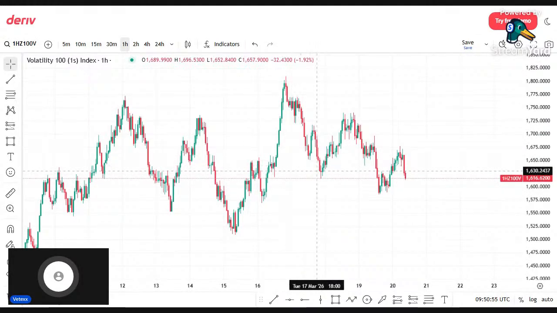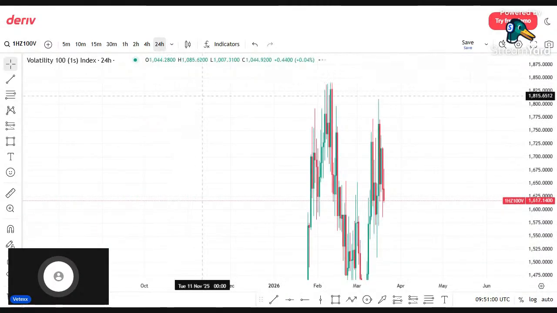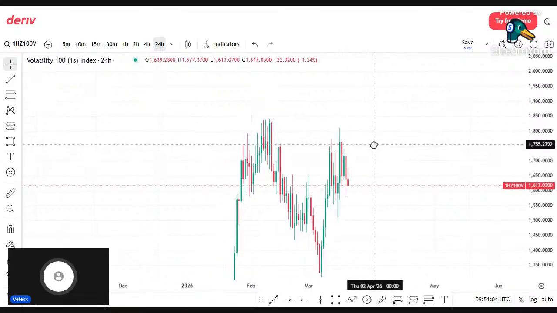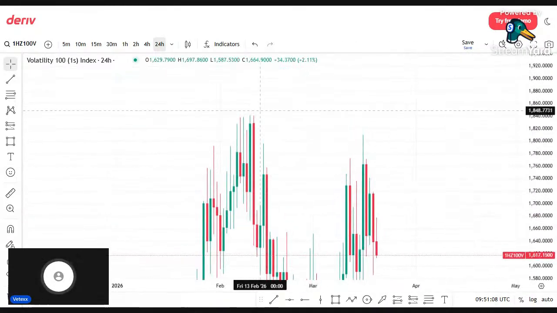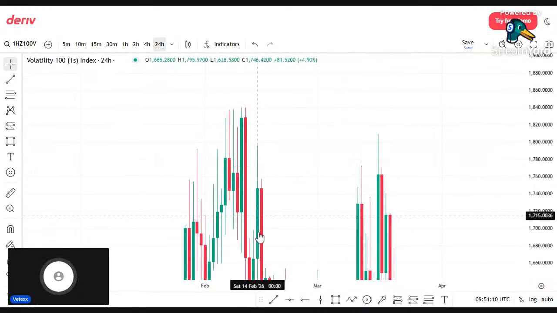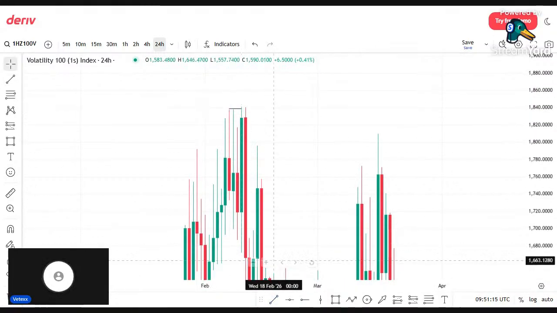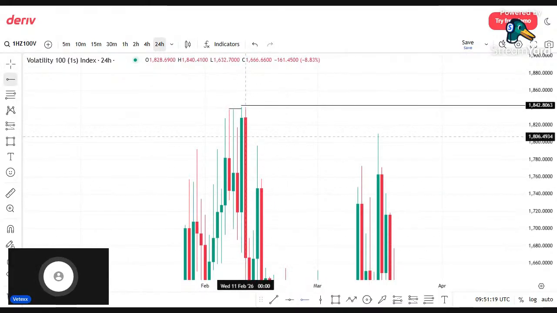What do you have on V100 1S? Okay, V100 1S at the moment from the 24-hour time frame is bearish. From the weekly time frame it is bearish, and from the 24-hour time frame it is bearish as well. So why is it bearish? Looking closely, we see that we have a sweep of liquidity on the 24-hour time frame, and then we have a protected high, which is here, and we have a structural liquidity, which is right here.